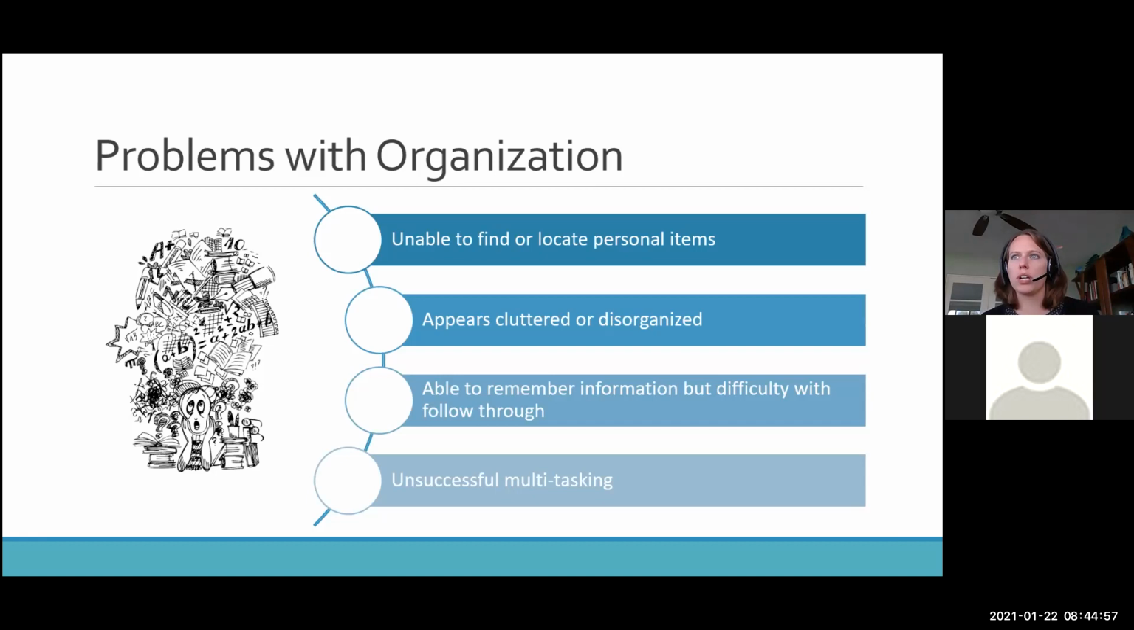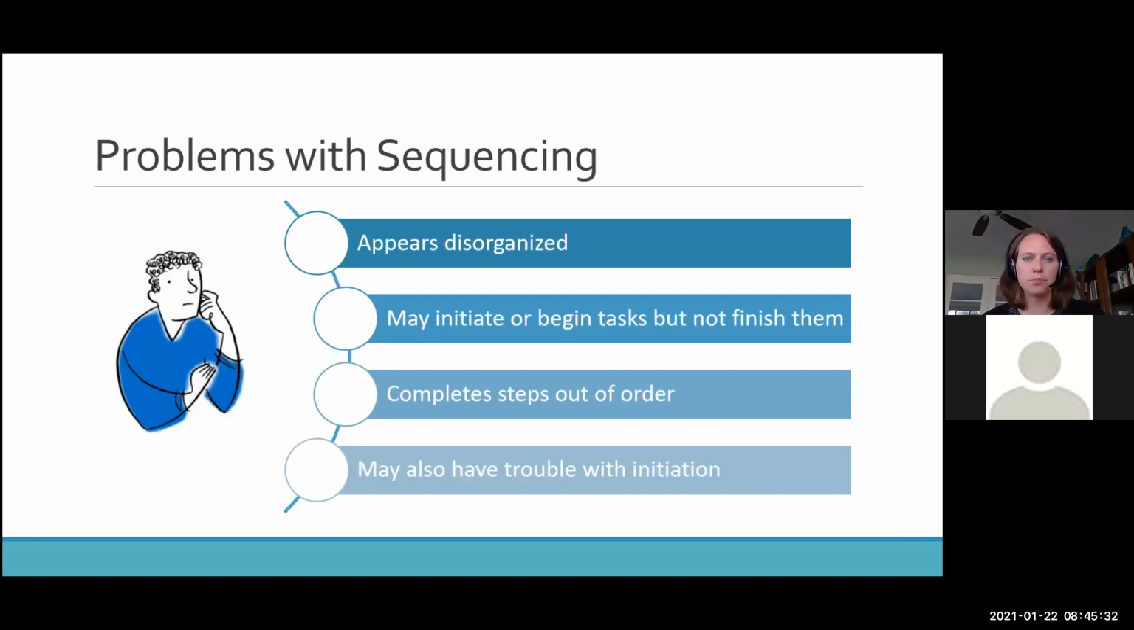Somebody who has issues with organization, I think this is the one that visually we can identify with most, right? A person who might bring a bag or a backpack in and the papers are just everywhere. There's no sort of order to it. Personal belongings are kind of everywhere. Things are falling out, just appearing cluttered or disorganized. They don't seem to have problems with memory. They're able to remember information, but have a hard time actually accomplishing the tasks and are certainly unsuccessful in multitasking, which none of us are probably very great at, but this is especially so in people with disorganization.